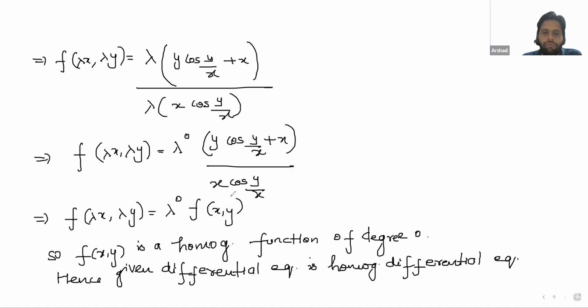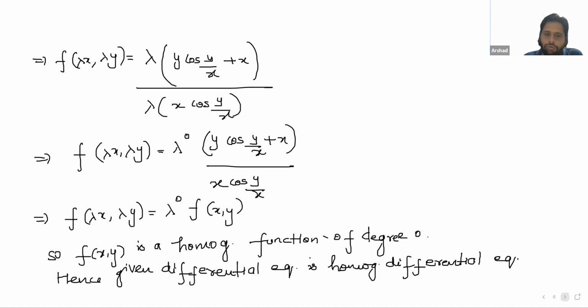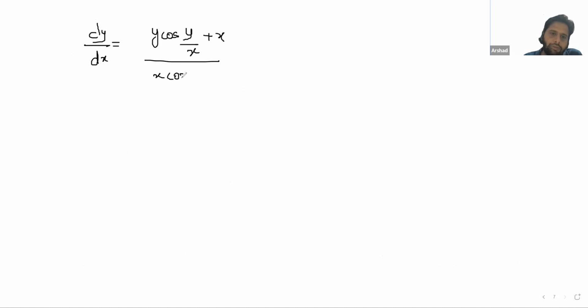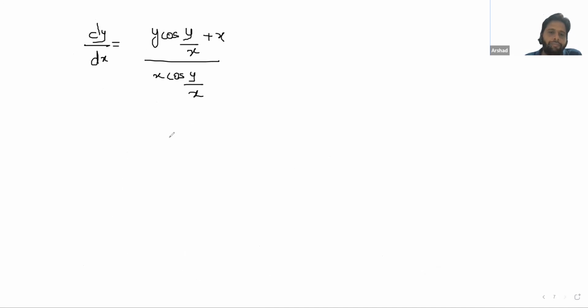Okay, now, till now we have checked whether this is homogeneous or not. So it is homogeneous. Now we will solve this question. So we have this question, dy by dx is equal to y cos(y by x) plus x by x cos(y by x).